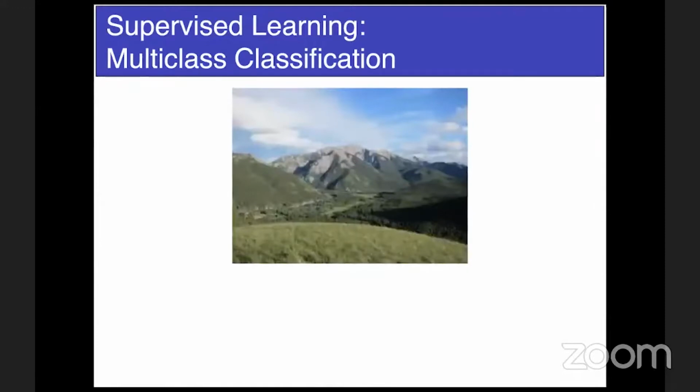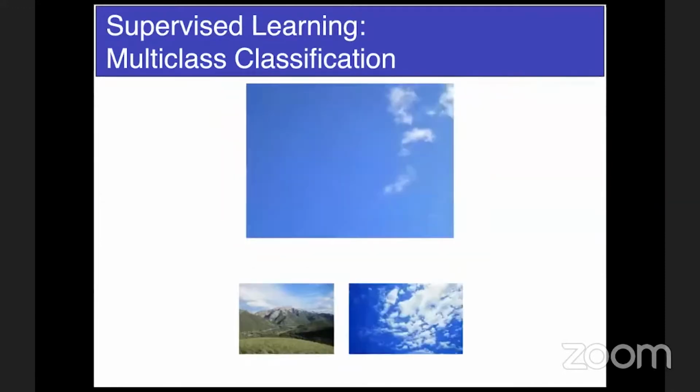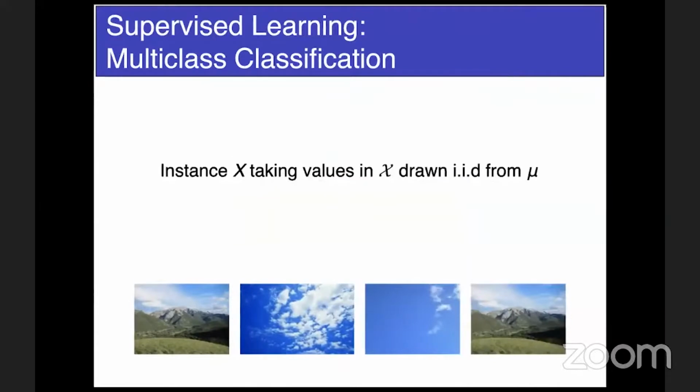So what does this mean? Let's take the standard example for supervised learning, which is, say, multi-class classification. What is multi-class classification? These are the assumptions that you make for solving a multi-class classification problem. Right? You might have, let's say, images coming from some distribution. So that's the instance. You have an instance taking values in the space of images.